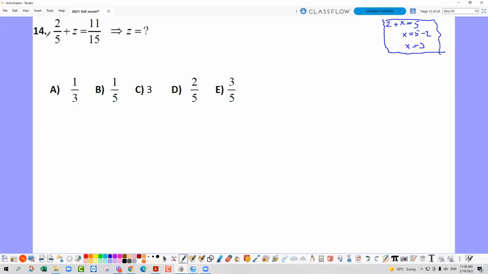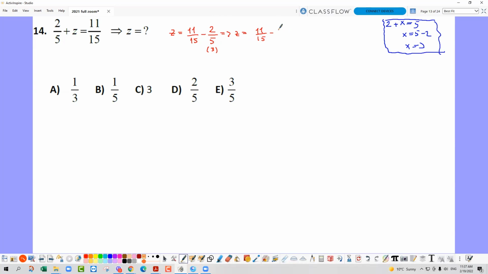And here it's going to be the same. We are going to send it to the other side and find what z is, which means z is equal to 11 over 15 minus 2 over 5. Here you cannot subtract fractions directly, so I'm going to multiply this one to make the denominator 15.